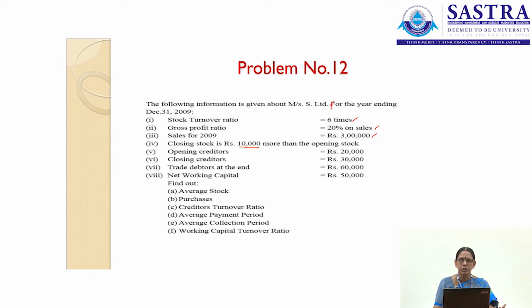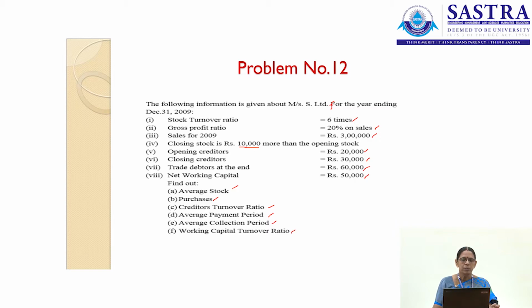So, we do not have the opening stock and also the closing stock in the problem. Opening creditors is 20,000 rupees. Closing creditors is 30,000 rupees. Debtors at the end is 60,000. Net working capital is 50,000 rupees. Now, we are going to find out your average stock, purchases, creditors turnover ratio, average payment period, average collection period and working capital turnover ratio.